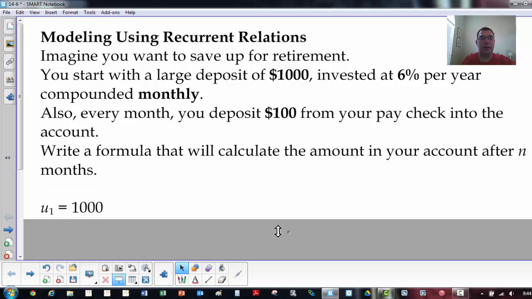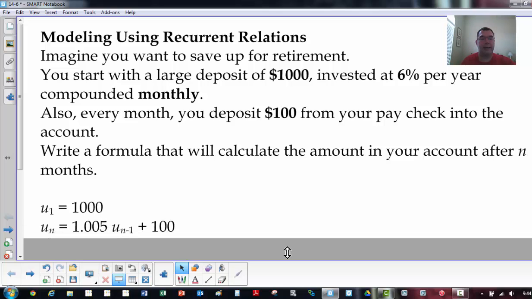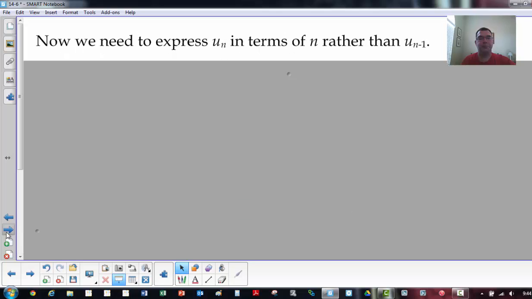So the first month there is $1,000 in there, and then every subsequent month I'm going to take the amount, multiply it by 1.005, so that's 100% plus 0.5%, which I got by taking 6% per year and dividing it by the 12 months that are in a year. So that's how I get the additional 0.5%. So 1.005 times the term that comes before it, plus the additional $100 that I'm using from my paycheck and putting it into that account.